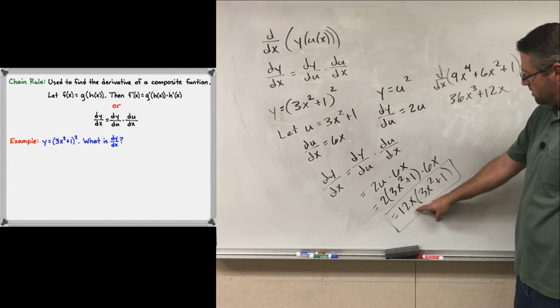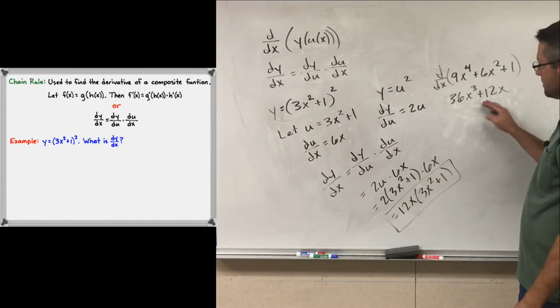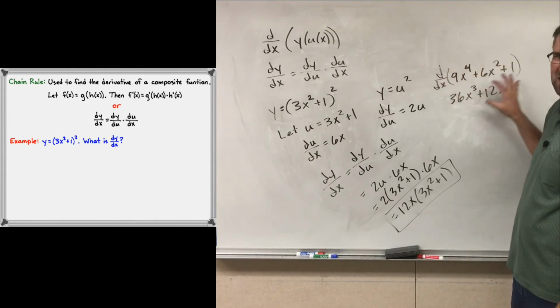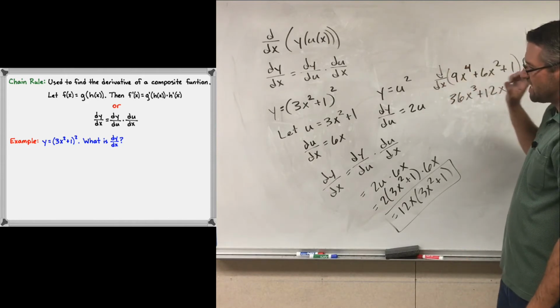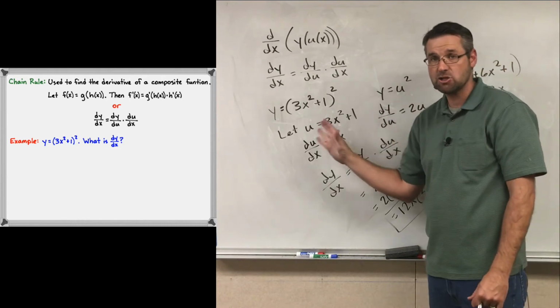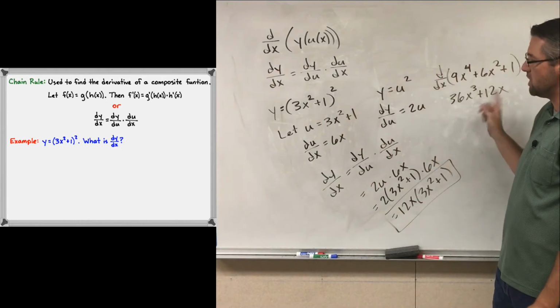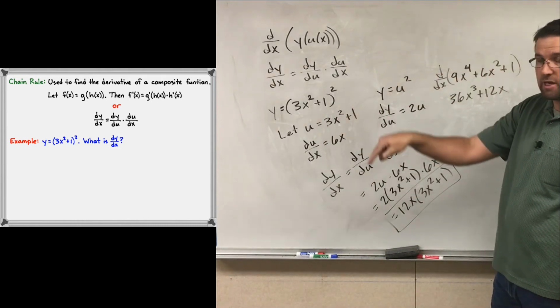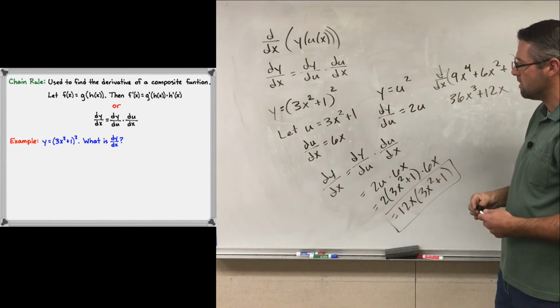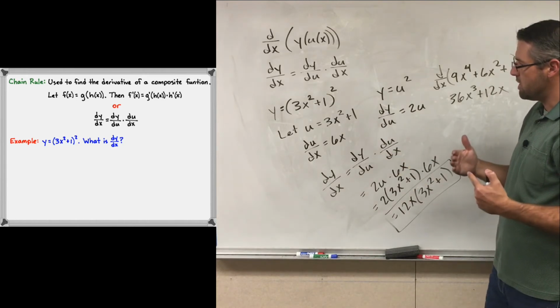And so when I distribute that, I get 36x to the 3rd plus 12x. And again, this way is way easier when we're talking about polynomials. But the idea is to see the chain rule in action and to be able to verify it with something we know. Because when we go on to other things, we won't be able to verify it. Okay? So just quick recap.